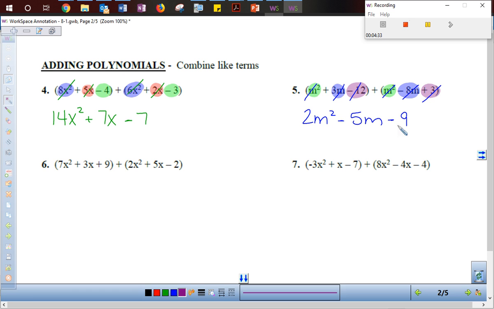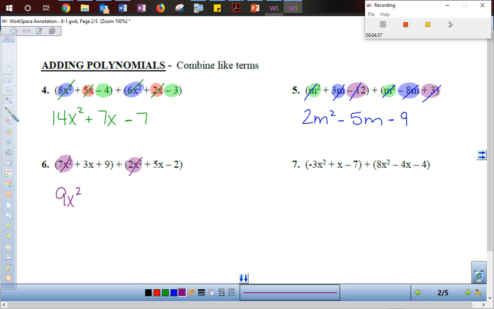Let's try it again on number 6. So I'm going to start with a 7x squared. So to be able to combine that with anything, it also has to have a term of x squared. So here I have a variable of x squared. I can add those together and get 9x squared.